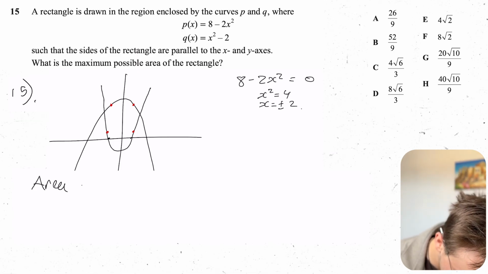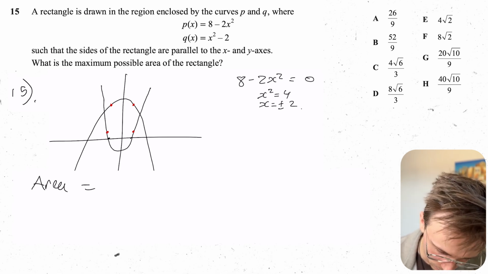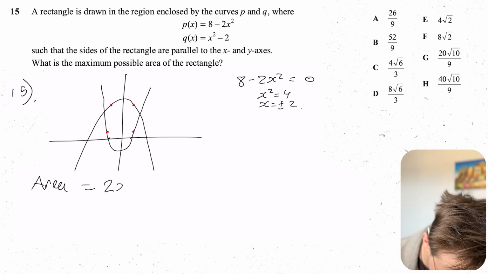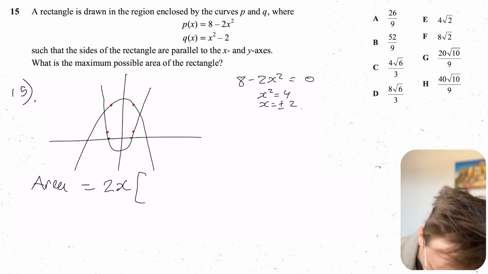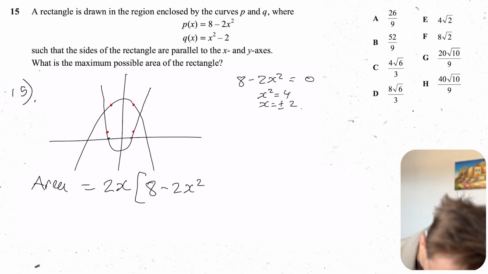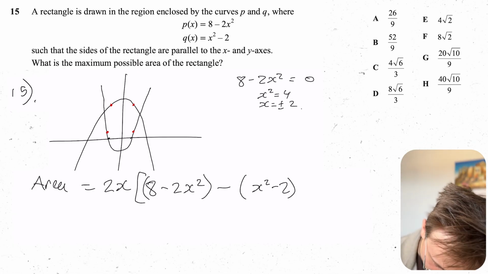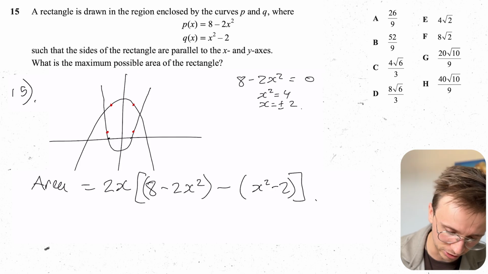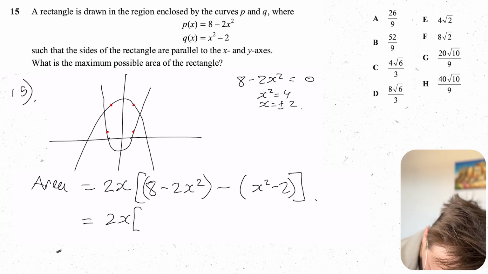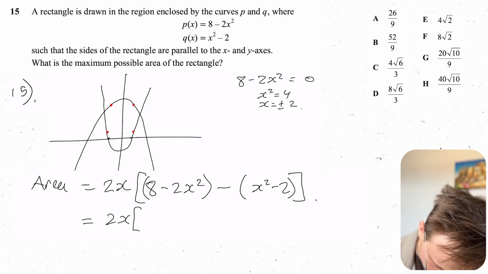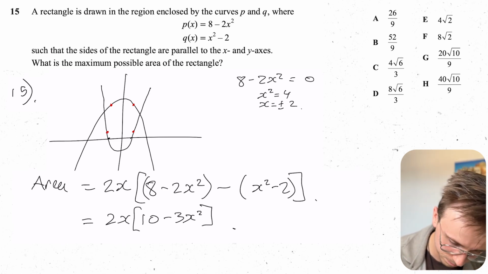So area equals the change in x, which will be 2 times whatever x I choose, and then the change in y, which will be the top one, which will be 8 minus 2x squared, minus the bottom one, which is x squared minus 2. So that is my equation for the area given just a random x value. So then that's equal to 2x, I'm going to keep it like that, 10 minus 3x squared. And now I want to maximize this area.